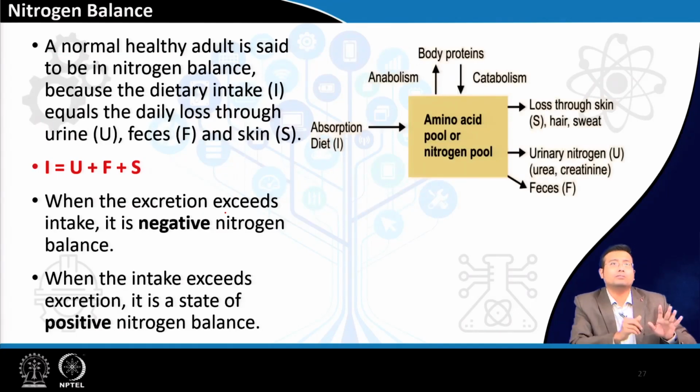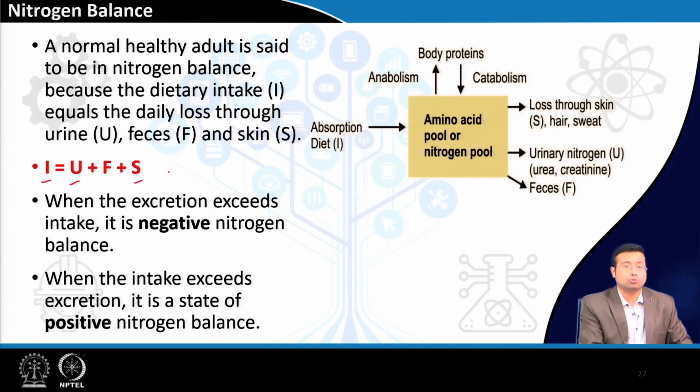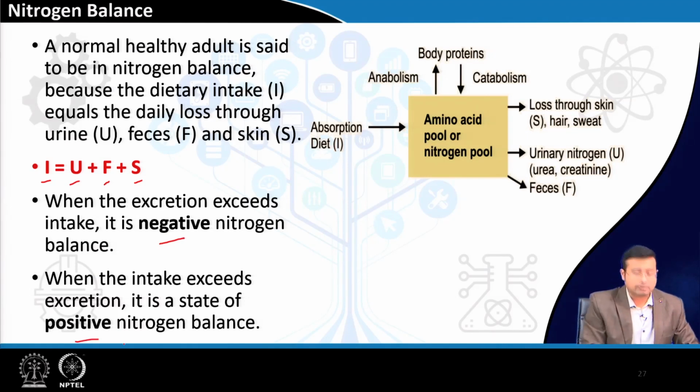So, this is the nitrogen balance equation. Intake should be equal to urine plus feces plus skin losses. The loss through those should be equated with the intake. When those are the same, the body is in optimal nitrogen balance. When excretion exceeds intake, the body is in negative nitrogen balance. When excretion is less, when the intake is more, the body is said to be in positive nitrogen balance.